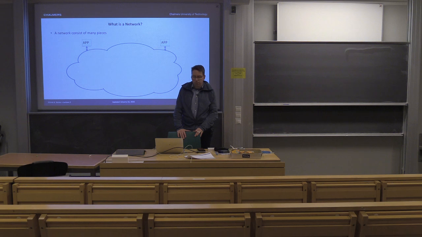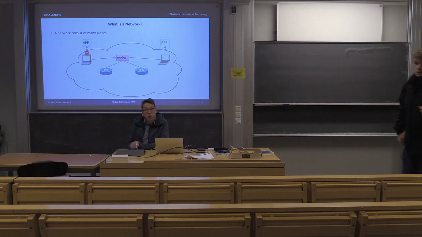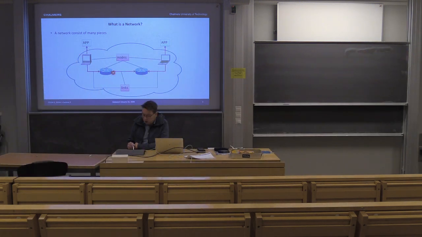Let's get into things here. Networks. So what is a network? A network consists of many different pieces. It's quite common to draw a network like this cloud, and then something is connected to this cloud. So we have two applications here connected to a cloud. But what's inside here are nodes. Nodes could be routers like these, or hosts, which are computers on the edge of the network, which are running some software, an application software here. These nodes are interconnected with links.